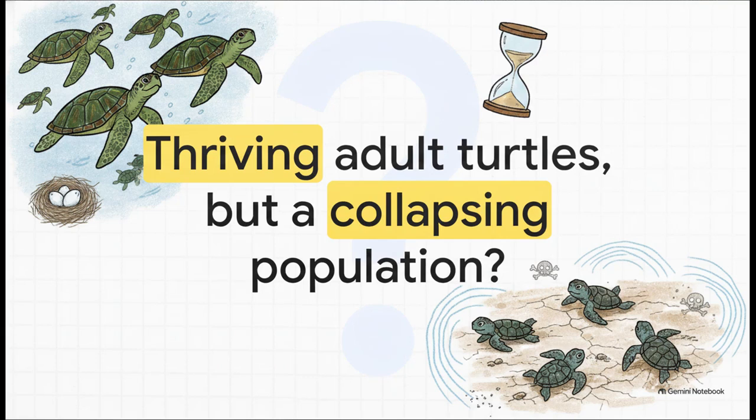Picture this. You're looking at a thriving, bustling population of adult turtles in a wetland. It looks great, right? Well, what if what you're actually seeing is a population on the brink of total collapse? Welcome to this explainer. We're talking about a terrifying phenomenon known as the demographic illusion.